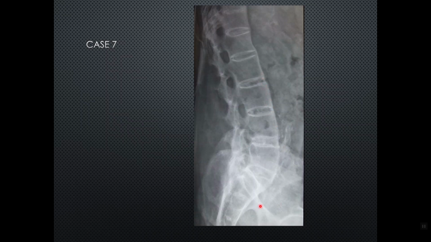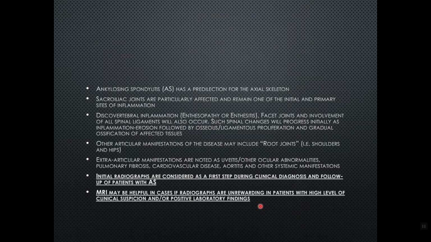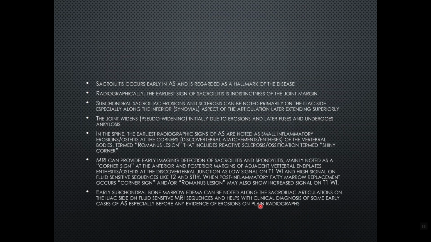So please read this information again in detail. Learn about Romanus lesion and shiny corner, because we're going to talk about it in a second, especially when we talk about MR imaging. Now, Romanus lesion and shiny corner, these are not X-ray findings. Sorry, I beg your pardon, they are not MRI findings. They're actually X-ray and CT radiographic findings that we typically see, and that indicates some sort of vertebral osteitis and changes in the spine. On MRI, we're going to see it in a minute, they're presented as corner sign.